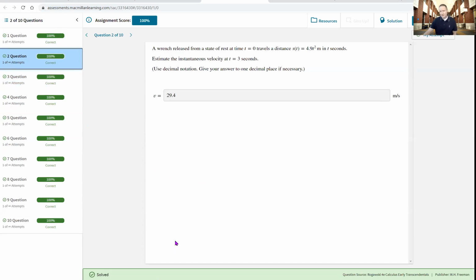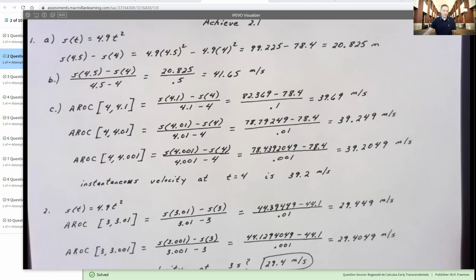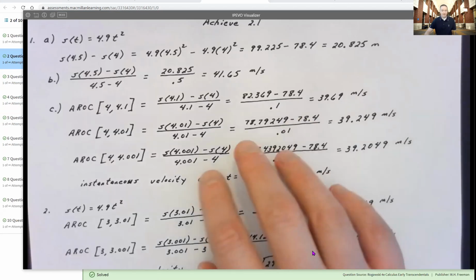Now, question 2 kind of works off of that. It's still the same physics formula, position with respect to time is equal to 4.9 t squared meters in t seconds. It's asking me to estimate the instantaneous velocity at 3 seconds. And it's wanting me to give my answer to 1 decimal place if necessary. Okay, so it's really not asking for a lot of accuracy here.